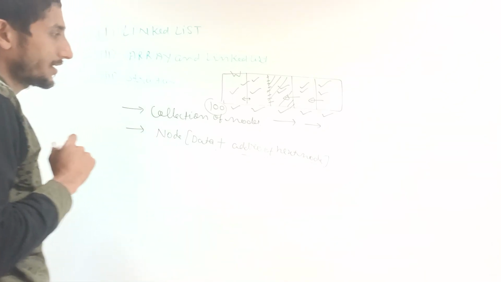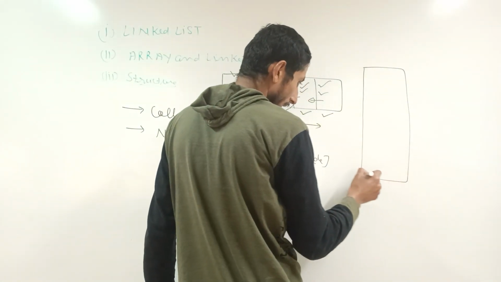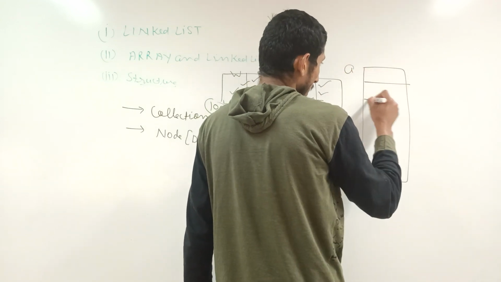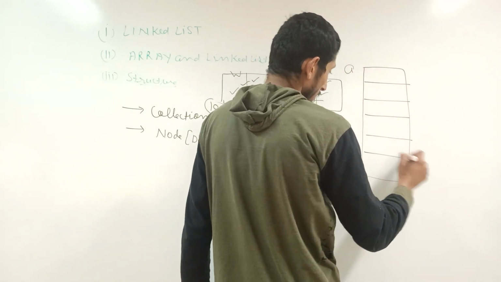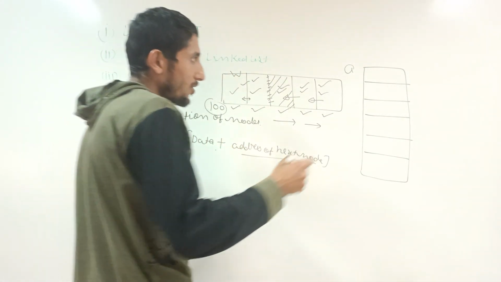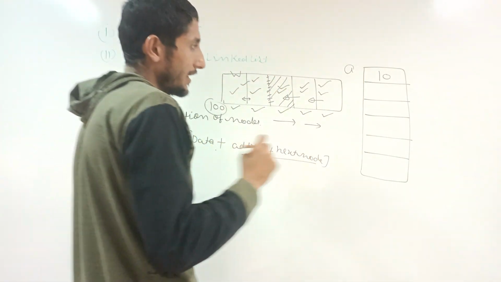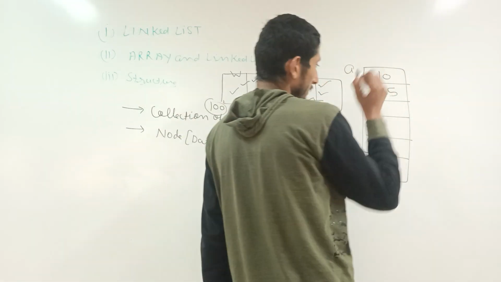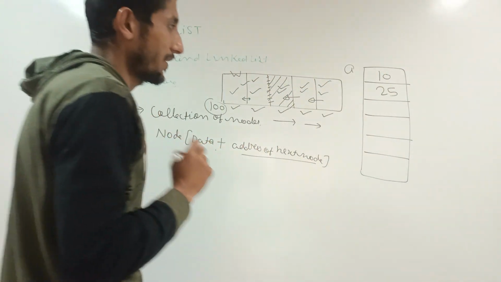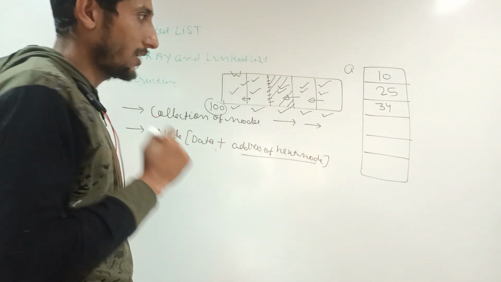But what I can do is modify the array in such a manner that I can solve this problem. Let me explain what I can do in the case of array. Let's say it is an array A and I have a couple of blocks. I store the first element, then I store the second element, let's say 25. Then let's say I store the third element, 34. Then I save one more element, let's say 45.